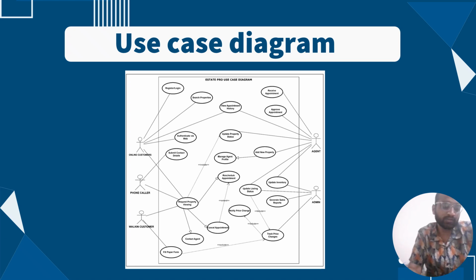Use case diagrams. A visual representation showing actors, customers, agents, managers, and their interaction with the system. This helps clarify how each type of user interacts with the functionalities.